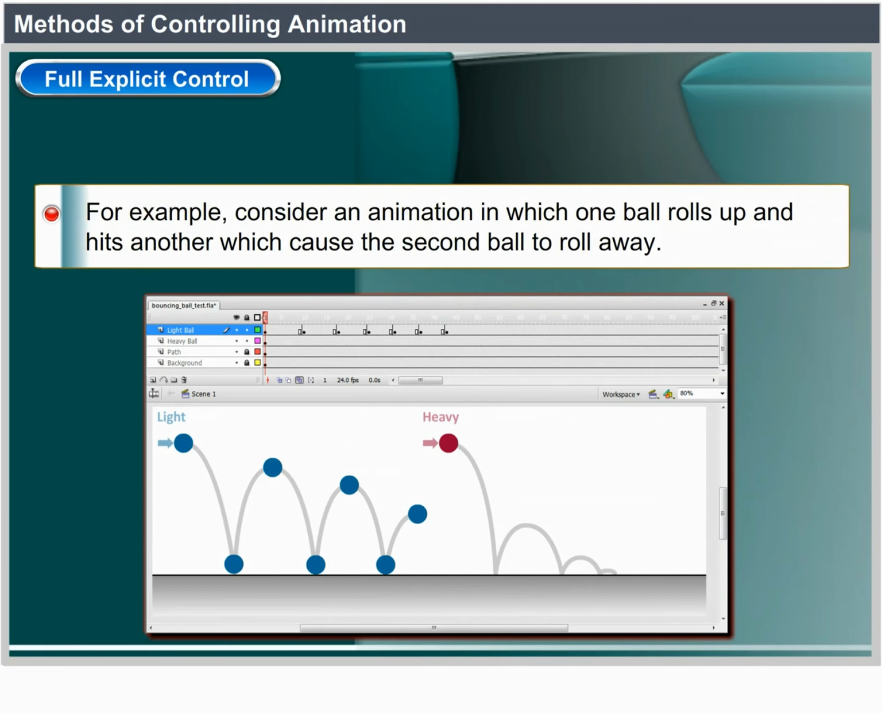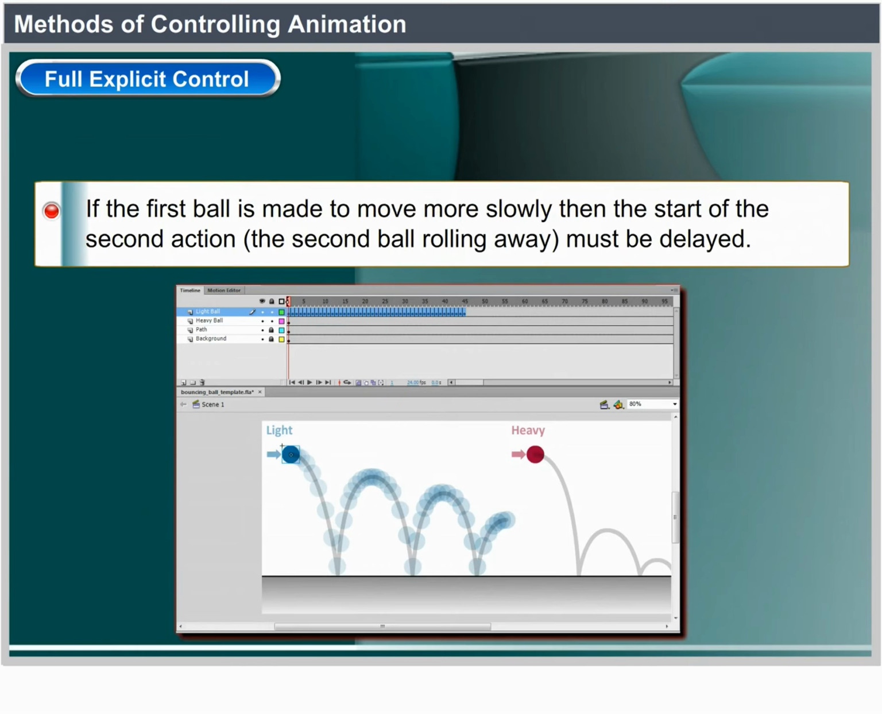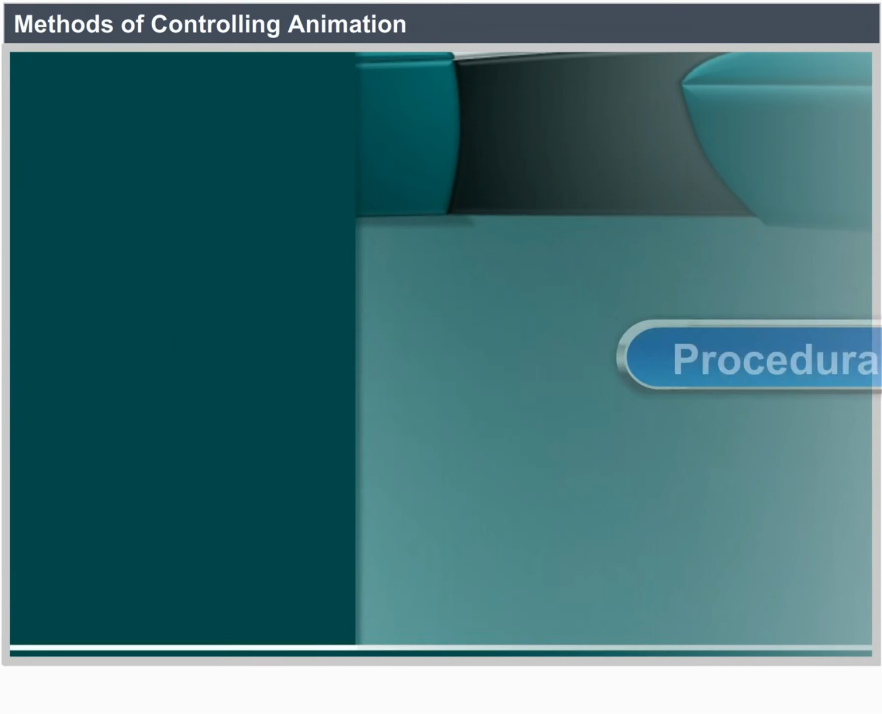For example, consider an animation in which one ball rolls up and hits another, causing the second ball to roll away. If the first ball is made to move more slowly, the start of the second action, the second ball rolling away, must be delayed. Procedural control.